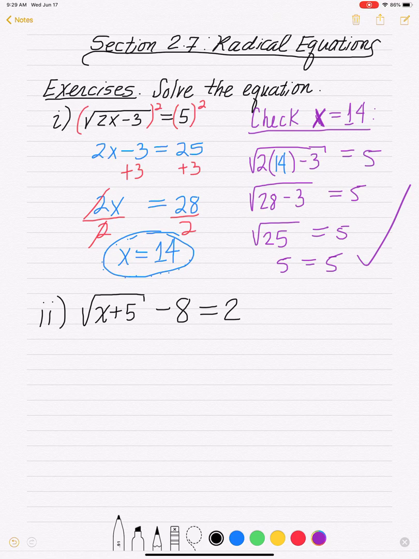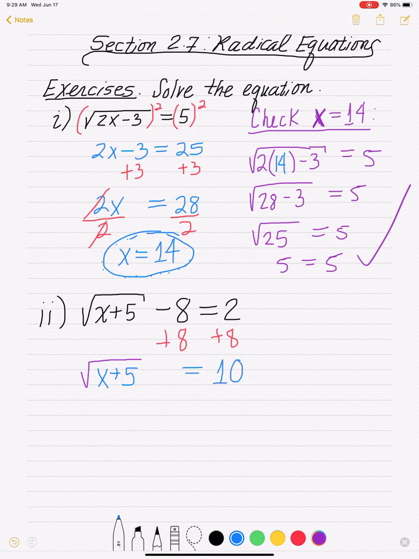Your strategy here should be to get the radical by itself. Here the radical is not by itself on the left-hand side. It's connected to this 8 through subtraction, so we have to get rid of that minus 8. We add 8 to both sides to get the radical by itself. So we're going to have the square root of x plus 5. Negative 8 and 8 cancel, equals 10.